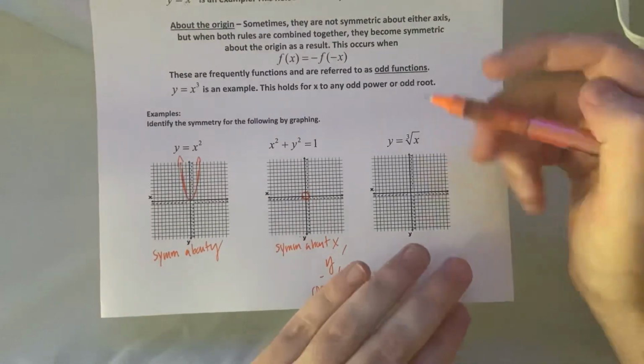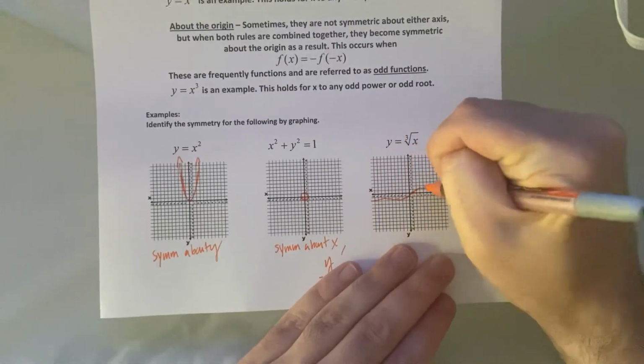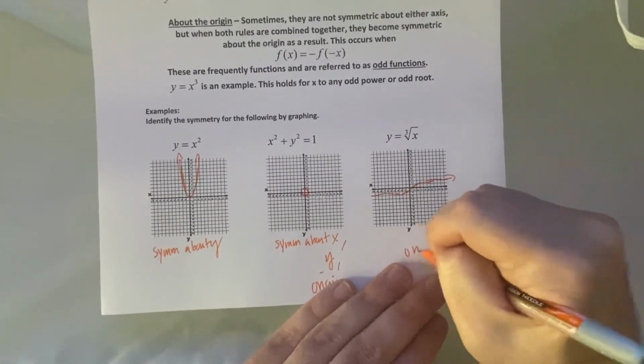And lastly, the cube root of x. We've seen this before. It's like the flat-lying s. It's not symmetric about x or y, but it is about the origin.